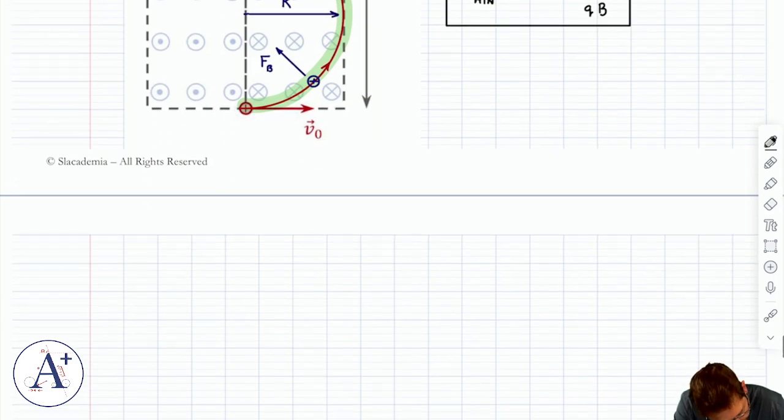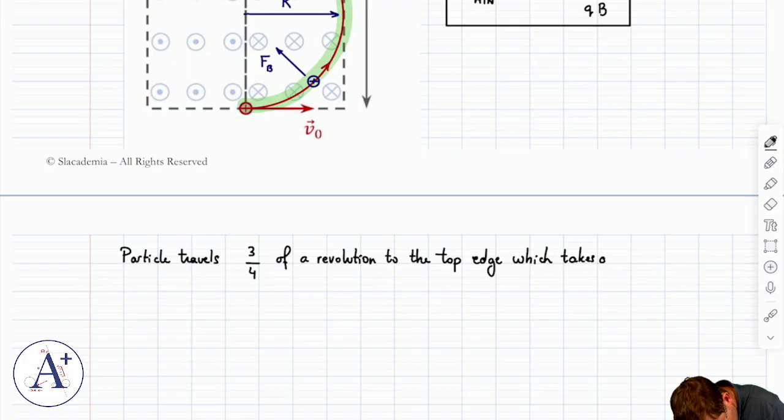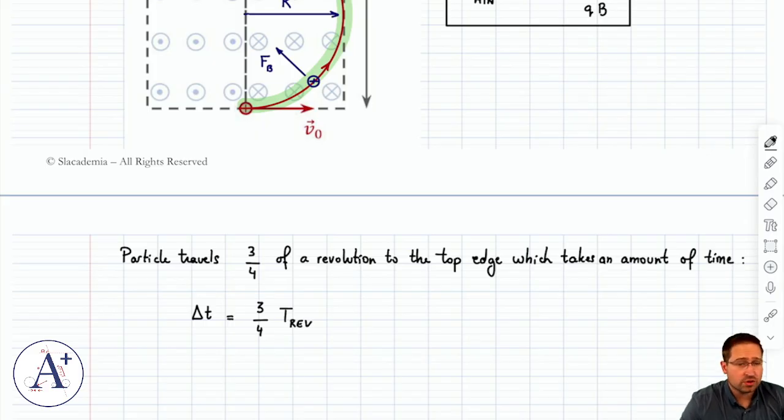And so we're going to say that the proton travels 3/4 of a revolution to the top edge, which takes an amount of time delta t equal to 3/4 of t revolution, where t revolution is the period of revolution.